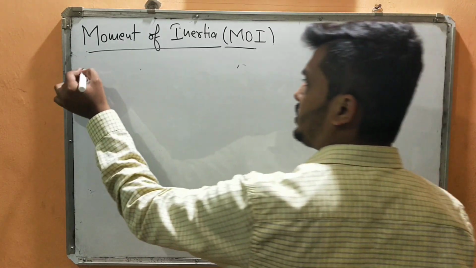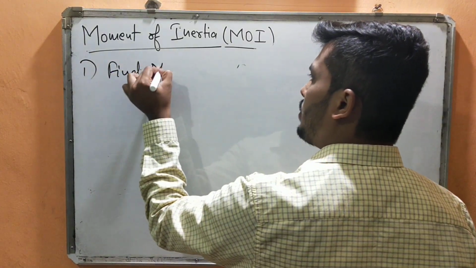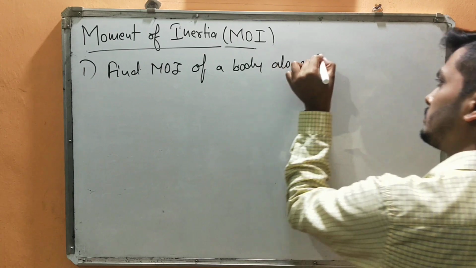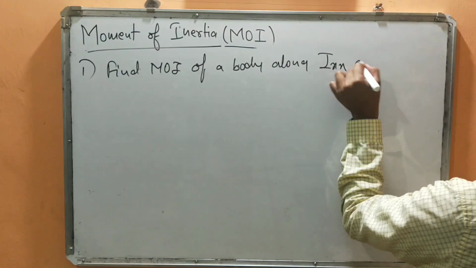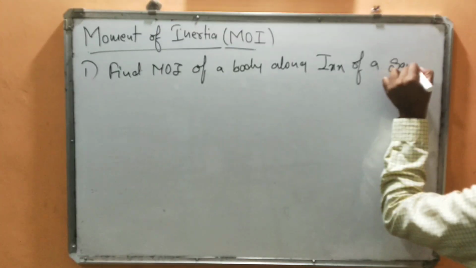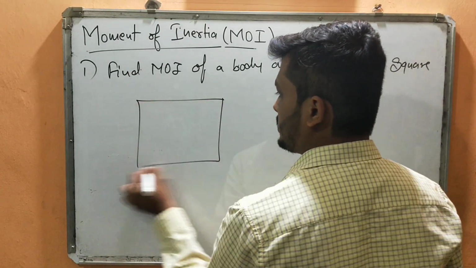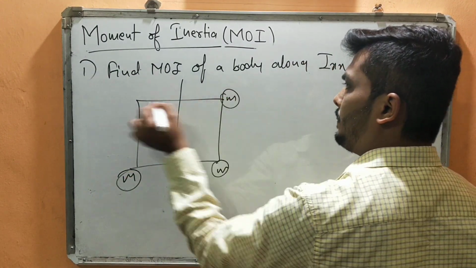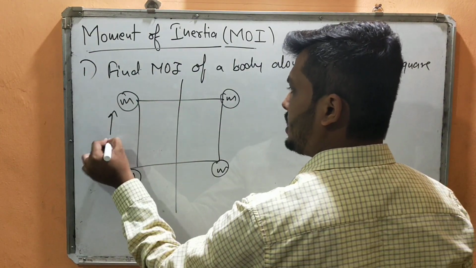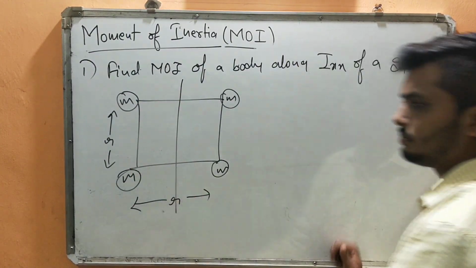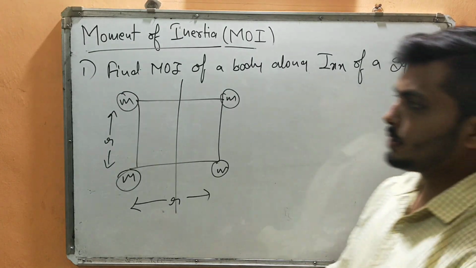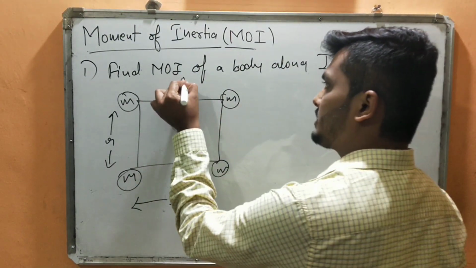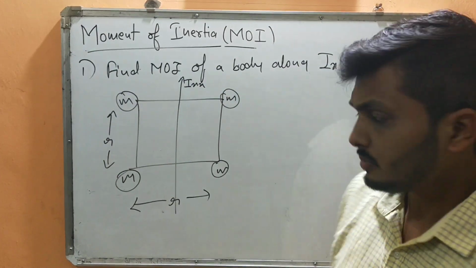Now suppose, first question, find the moment of inertia of a body along the x coordinate of a square. Suppose this is a square, this is the axis of rotation. Here there is one mass m kept at each corner. Let this distance be r, let this distance be r. Since it is a square, all axes are the same. So now find the moment of inertia of this body which is rotating along this axis. This axis is the Ix axis. Got it? Now find the moment of inertia.